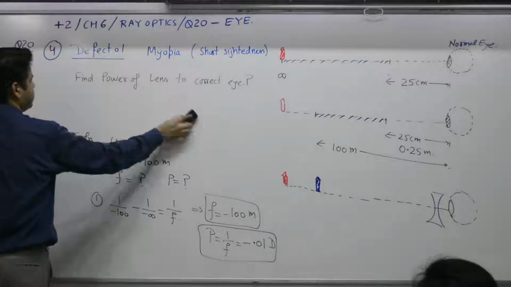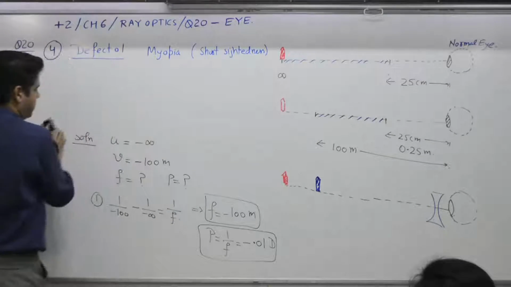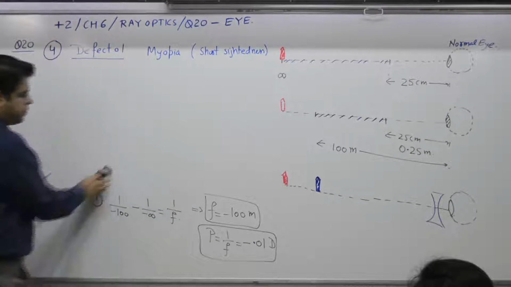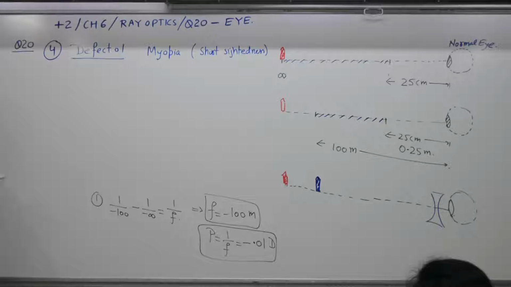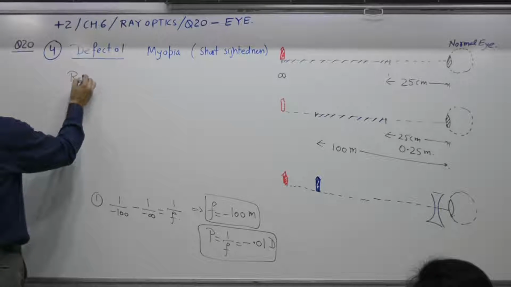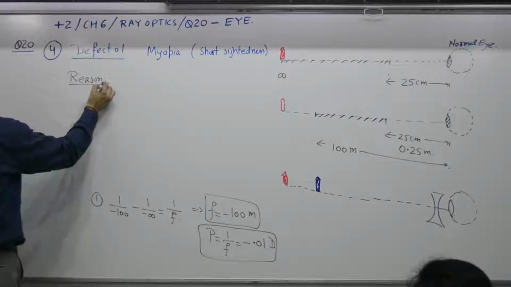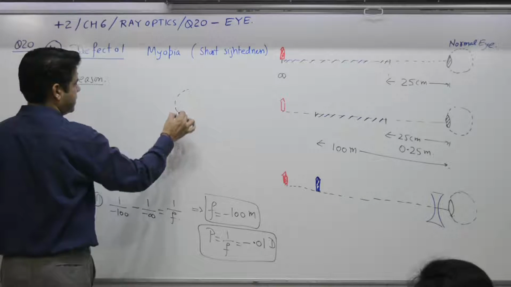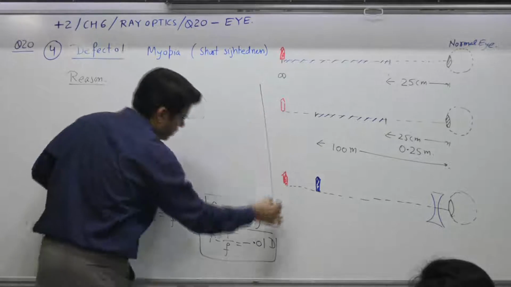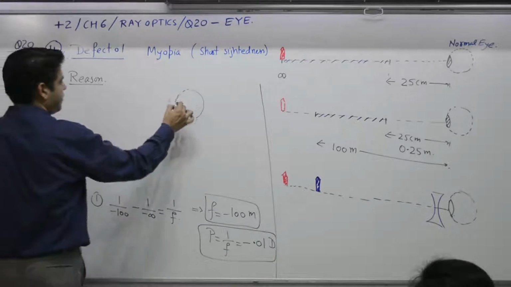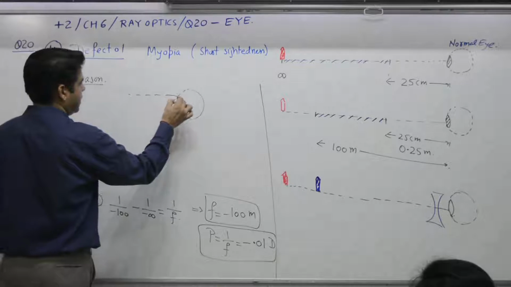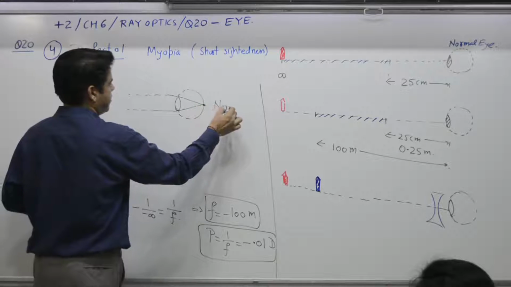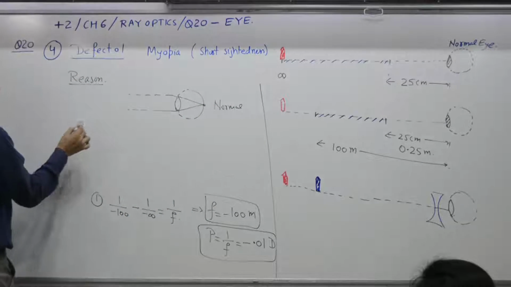Reason. What is the cause? For normal eye, if the rays are coming from infinity, I will explain reason in this part only. Rays are coming from infinity and they are focused at a retina. This is normal eye. What about this defective eye?